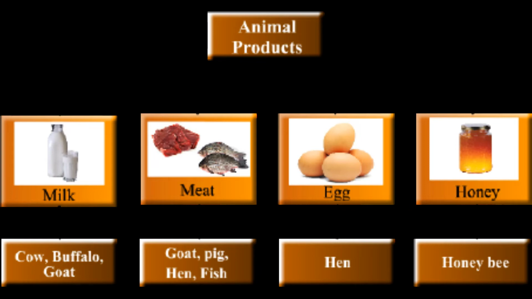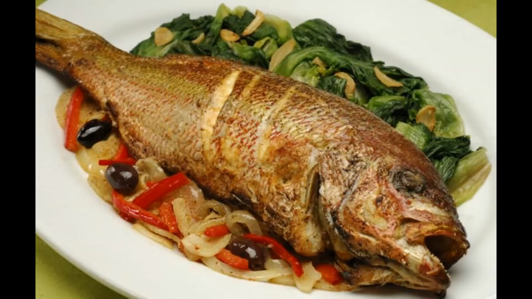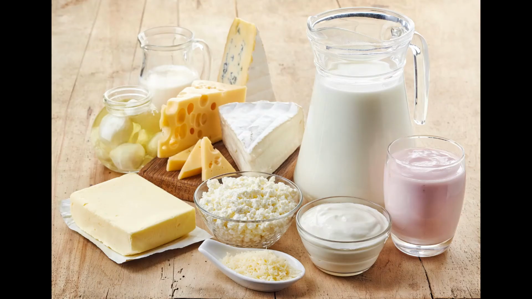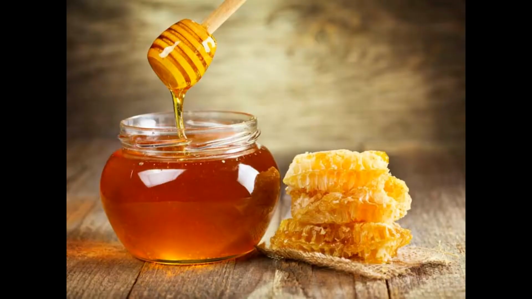For food from animals, we usually get different kinds of fish, different kinds of meat, honey, and milk products of various kinds, from ice cream, paneer, cheese, butter, to milk itself. These foods we get from animals.